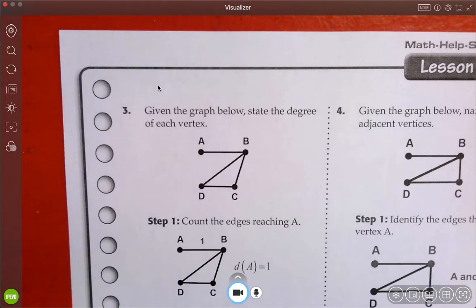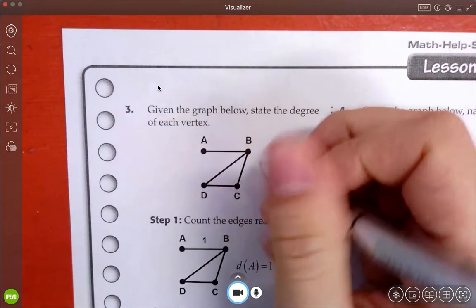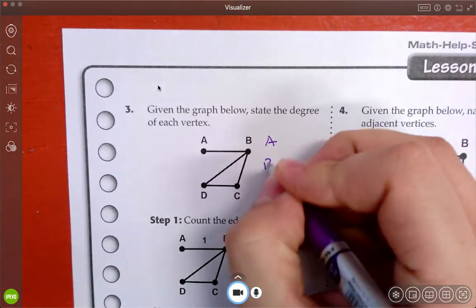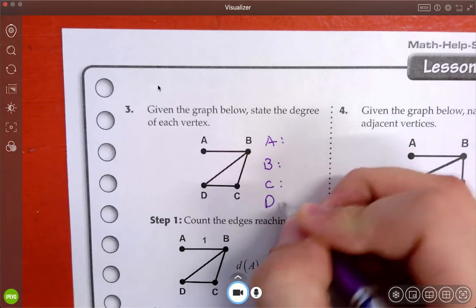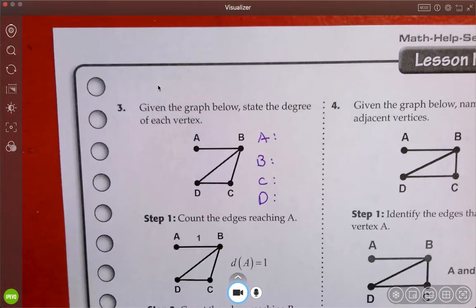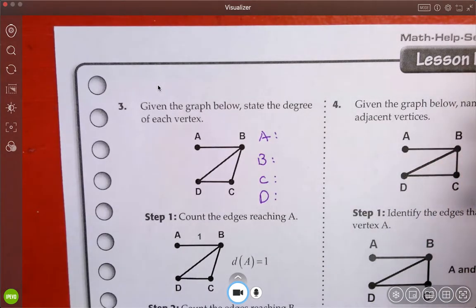Okay, here. So given the graph below, state the degree of each vertex. Okay? So the degree of each vertex is the number of lines that connect, right? This is the intersection of the streets for each point. So how you can do this is A, B, C, D, right?